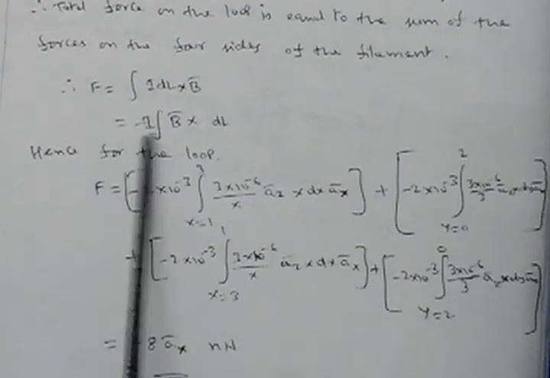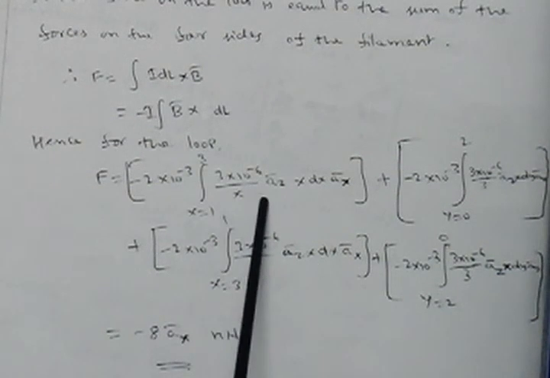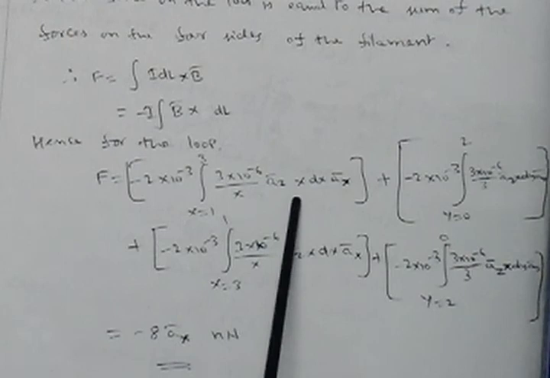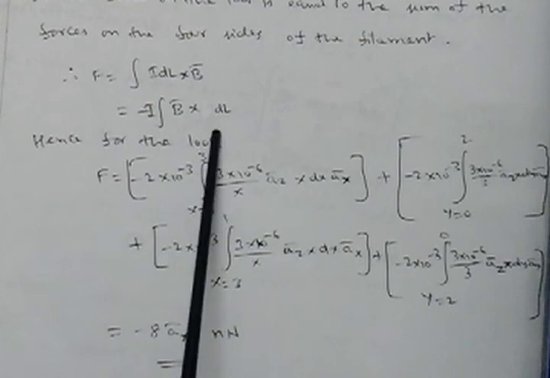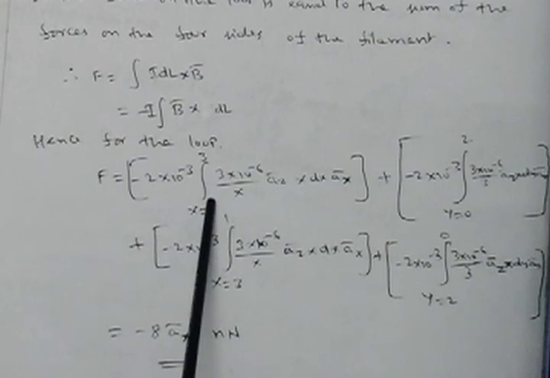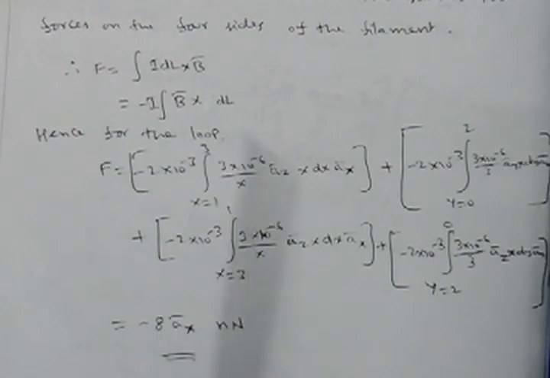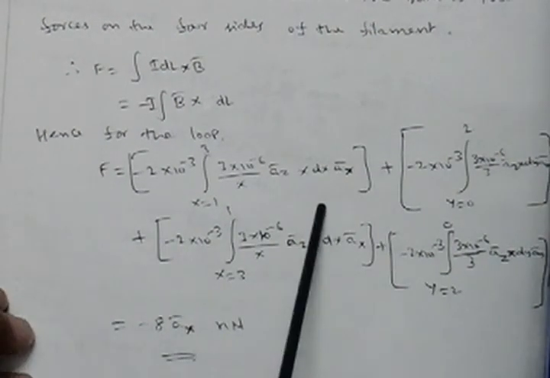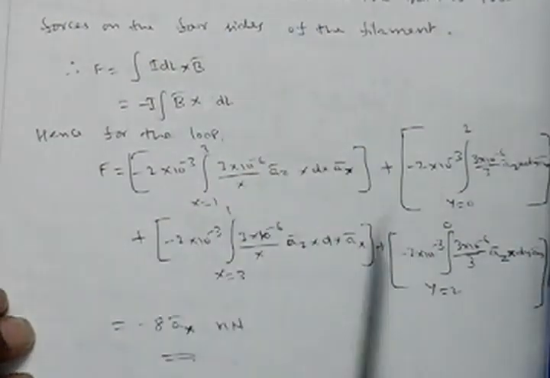Now let's see how to expand this mathematical equation. We are using this equation: minus of the line integral of B bar cross dl. So minus I same as it is, integral of B bar cross dl bar. The first one is B bar, the second one is dl bar. dl is along what direction? That is the x direction, for the first part.